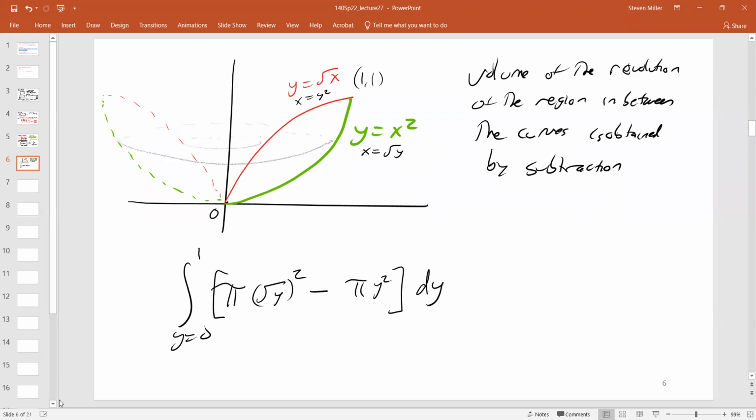I am not particularly interested in what that answer is, but this is just how you would set it up. And now we can do problems like that. Okay, any questions about this?